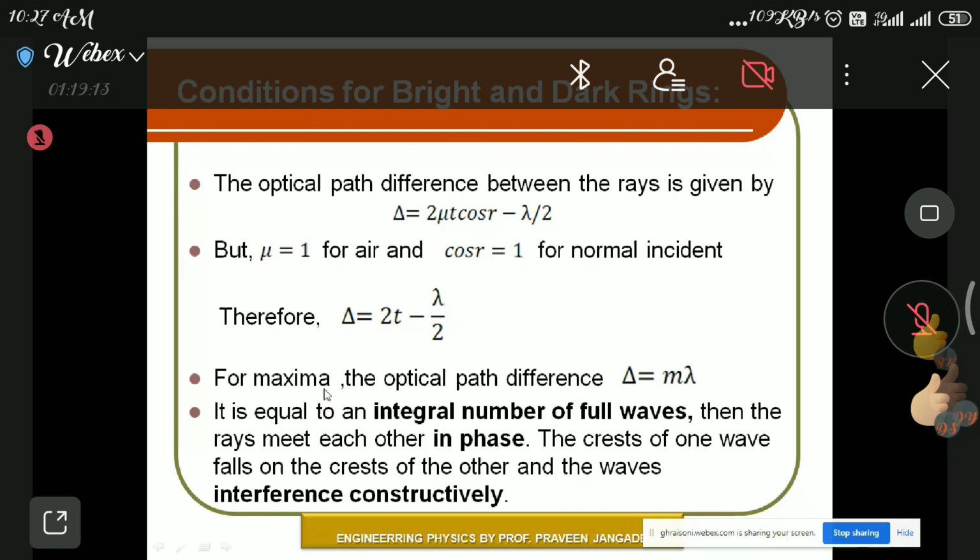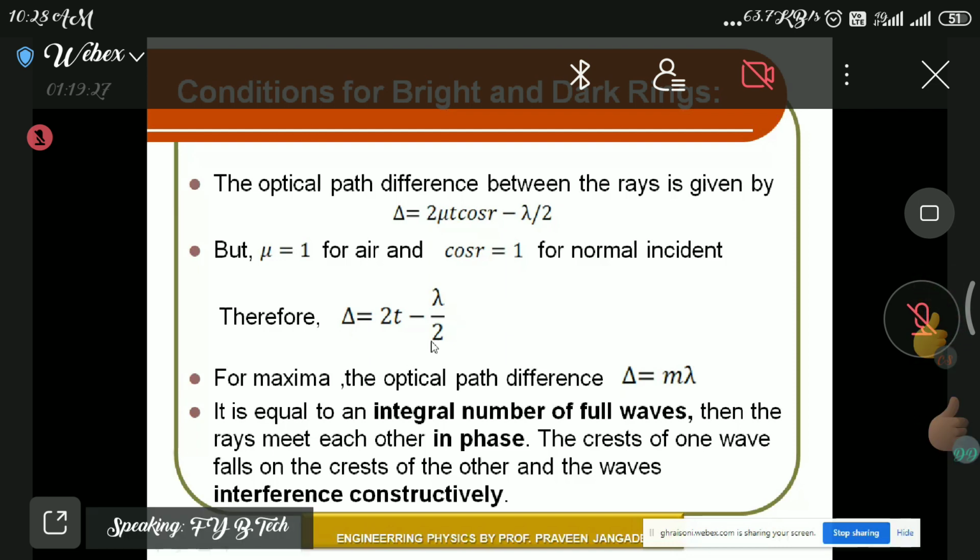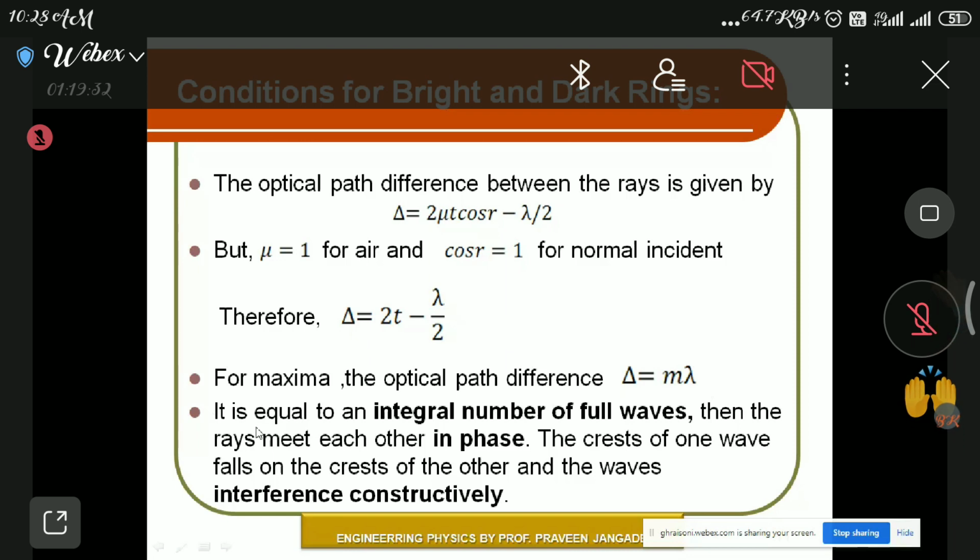So for maximum, the optical path difference delta, we have already studied in the 12th, is m lambda, an integral multiple of the wavelength. Now you equate these two equations, and you will get the equation for constructive interference. So it is an integral number of full waves. Then the rays meet each other in phase. The crest of one wave falls on the crest of the other, and the waves interfere constructively. Okay, so this was the condition that has been derived.